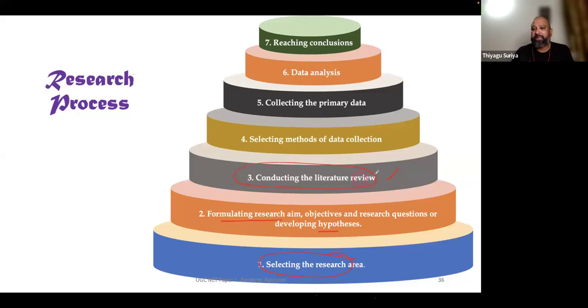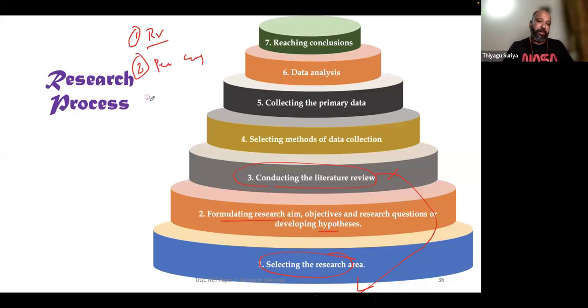Sometimes the literature review may come first, for example, when people identify a problem based on the literature review. There are three ways we can identify the problem. The first way is through the review of literature. The second way is based on our personal experience. The third way is based on subject expert discussion. So we need to identify problems in three ways.